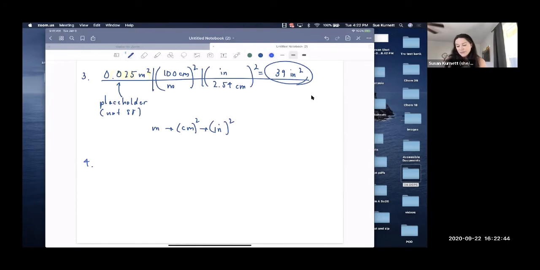Number 4. So now we have a cylinder, and the cylinder has a volume, and the volume is pi r squared times height. So pi r squared is the area here, and we multiply by height, we end up with a volume.